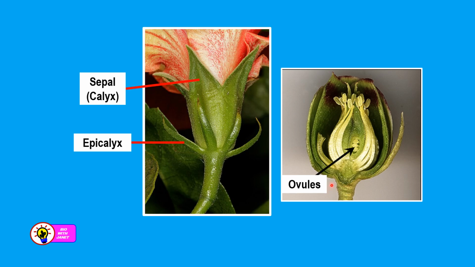Now the second picture here is to show you another species of plant. This is the flower of the plant, and you can see the ovules inside. Okay, that looks like tiny pearls in the ovary.